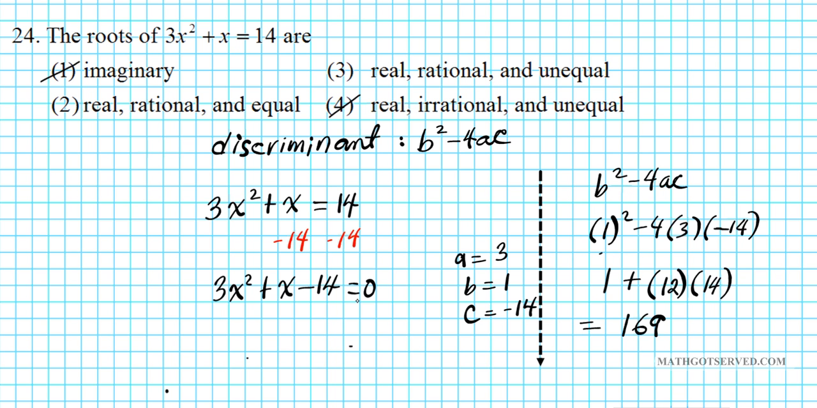Now, how do you know if they're equal or unequal? Well, if this number is equal to 0, then the roots are equal. That's known as a double root. Is this 0? The answer is no. Since it's not 0, they cannot be equal, so we have to eliminate option 2. Based on this result, a positive perfect square tells us that the roots are going to be real, rational, and unequal. So the answer is option number 3.